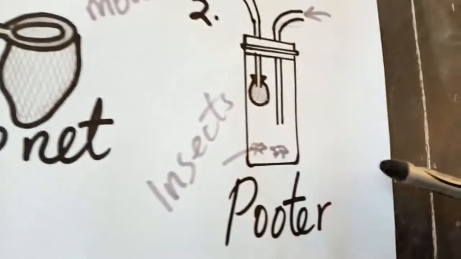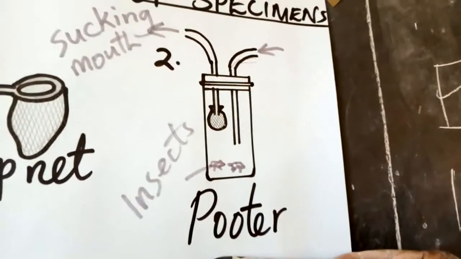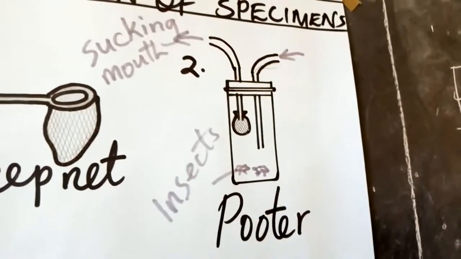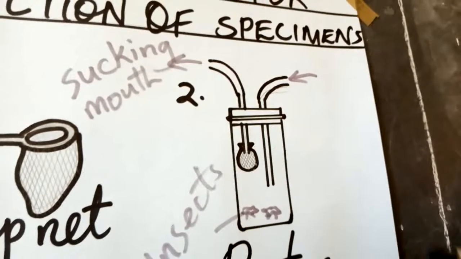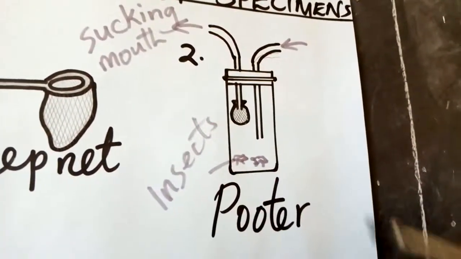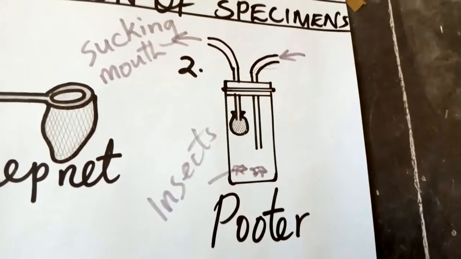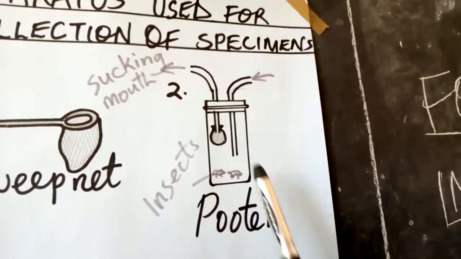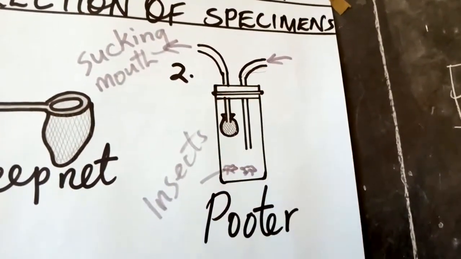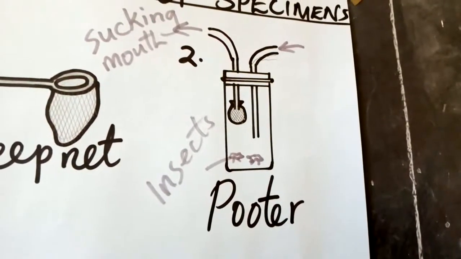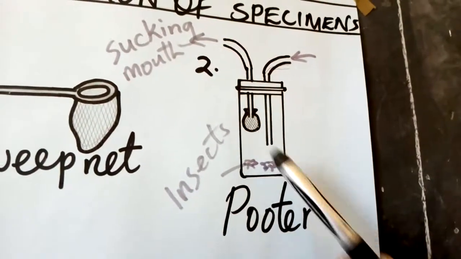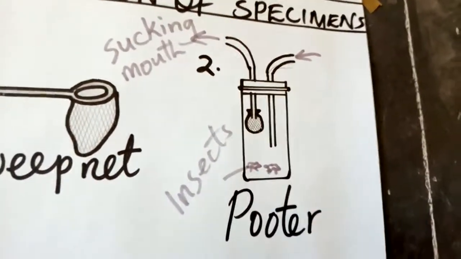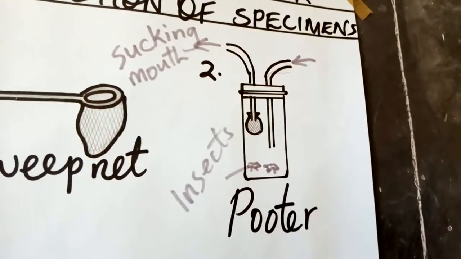The second apparatus that I would like us to look at is referred to as the pooter. Pooter is a container which comprises of two tubes connected to it, and those tubes are meant for sucking insects from the barks of trees or from the rock surfaces. When you look at the structure of the pooter, it also has a small net in it attached to one of the tubes, and that net is meant to prevent an individual who is sucking from sucking the dust and the insects which have already been collected.